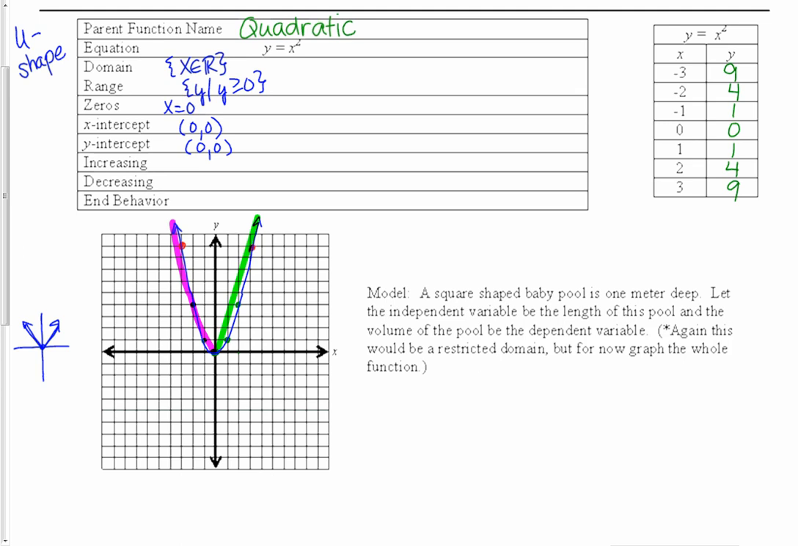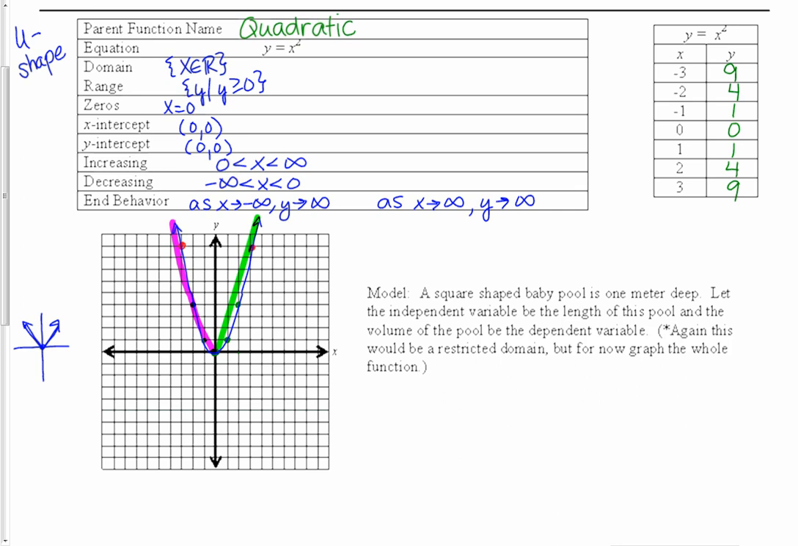I'm increasing on the green section down there, which started at 0 and went to infinity. I'm decreasing on the pink section, which started at negative infinity and went to 0. My end behavior for my two ends, I had as x went to negative infinity, that was the left, y went to positive infinity, which was up. And as x went to positive infinity, which was the right, y also went to positive infinity, which was up.